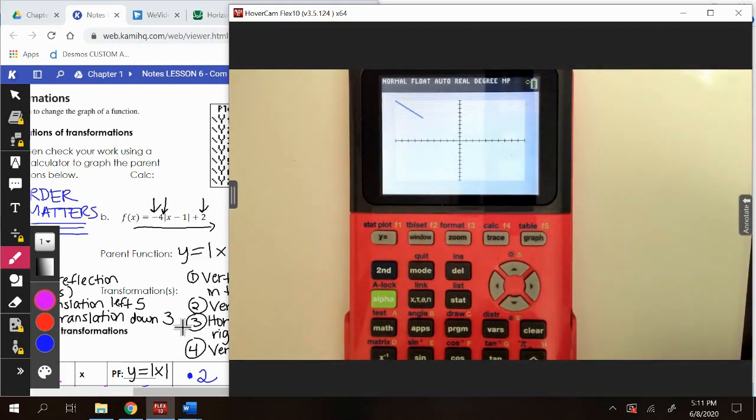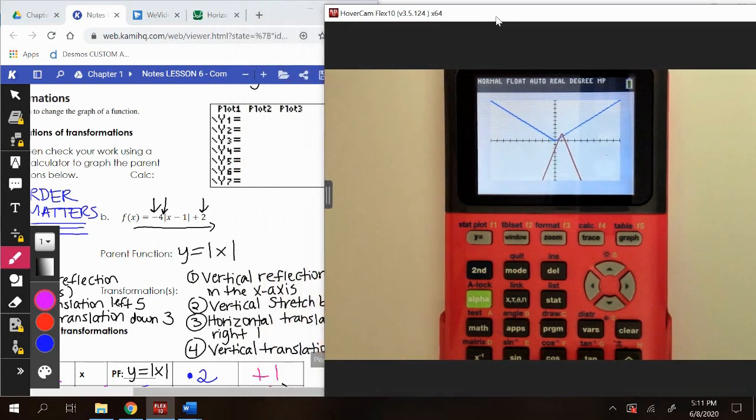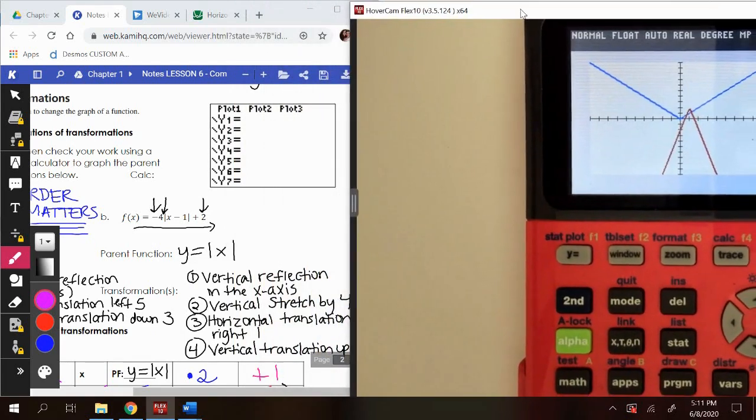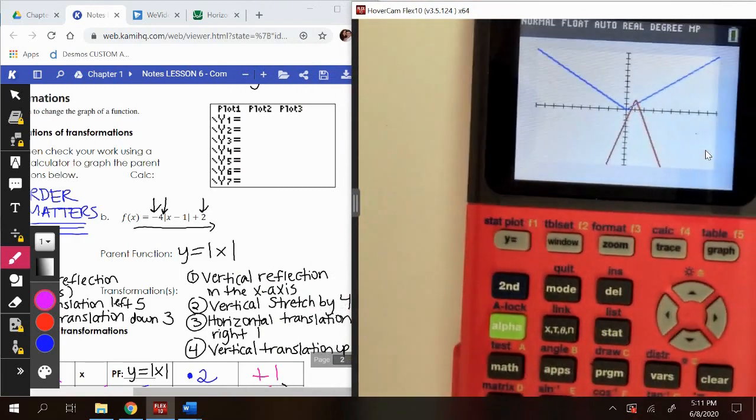Press graph. There's our parent function. There's our transform function in red. So it looks like, again, that we have flipped the graph, which we had over here. Let me see if I can make this any wider. There we go. Okay, over here we said vertical reflection. We also said vertical stretch by 4, which is why the red graph got more narrow.